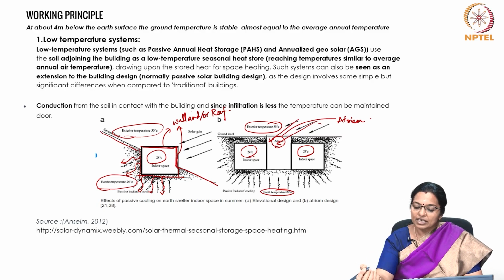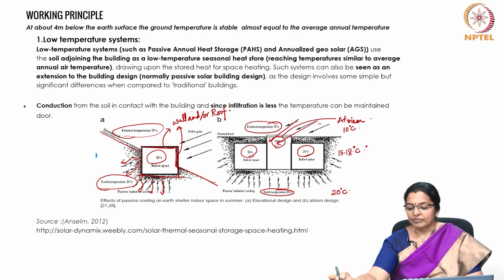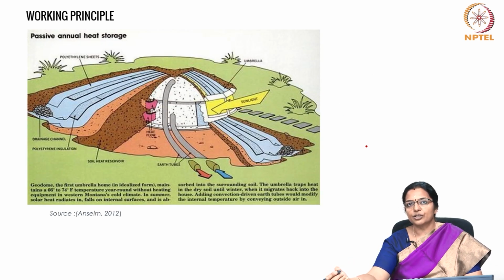Now the vice versa is also true. If the outside temperature is 10 degrees centigrade and the earth temperature is maintained at 20 degrees centigrade, the internal temperature would be anywhere between 15 to 18 degrees centigrade. Either way, it is a win-win situation.